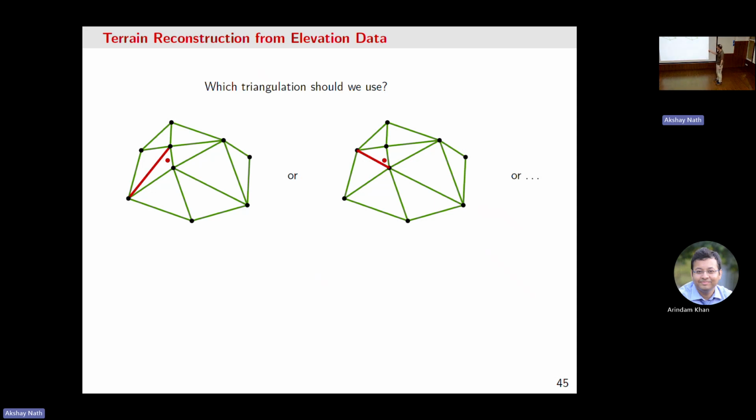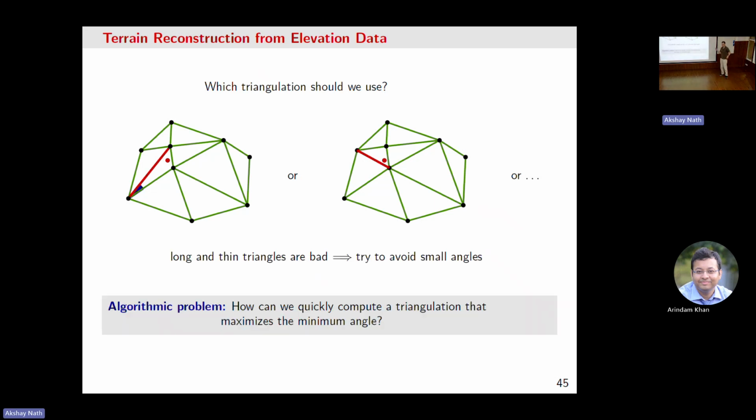Well, if I compare these two, then this one looks a lot nicer. Right? Because, for instance, the elevation here of this point is interpolated between these 3 points, but this point is quite far away. And here, exactly the same point is interpolated between, well, the same 2 vertices, but also this one, and this is much closer than this one. So somehow, if you have very long and thin triangles, that seems bad, because then you're interpolating with points that are far away. So maybe what you want to do is avoid these long and thin triangles.